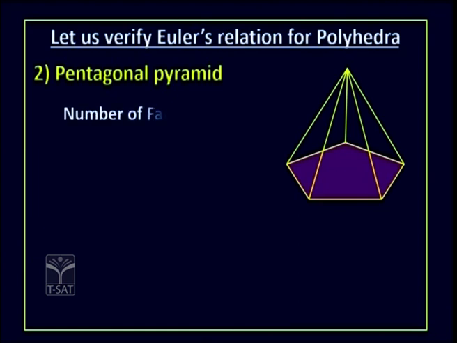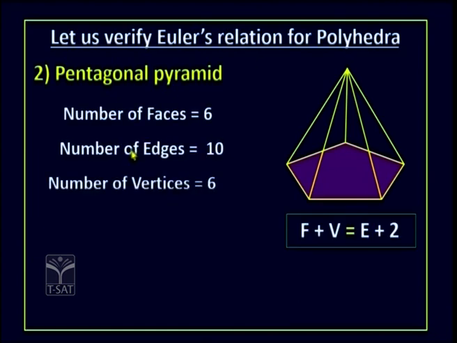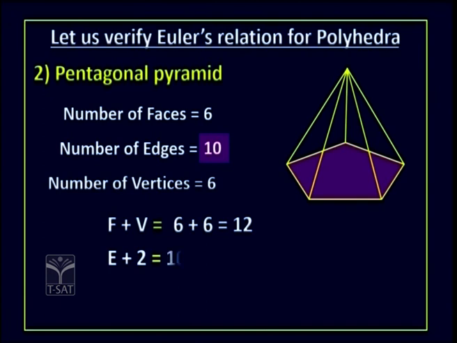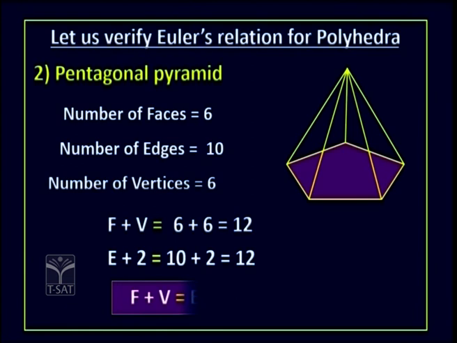For this, number of faces equal to 6, number of edges equal to 10, number of vertices equal to 6. You have to do the same, children. F plus V, 6 plus 6 which is equal to 12. E plus 2 which is equal to 10 plus 2 which is equal to 12. Children, are you getting the same here? Yes. So, from this what can you conclude, children? F plus V equal to E plus 2.